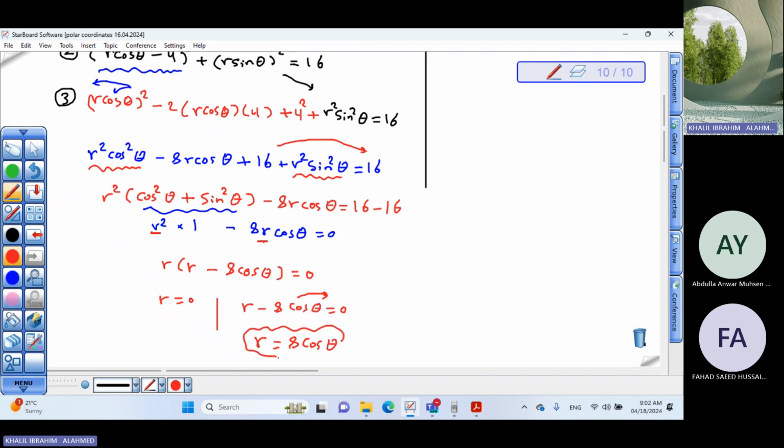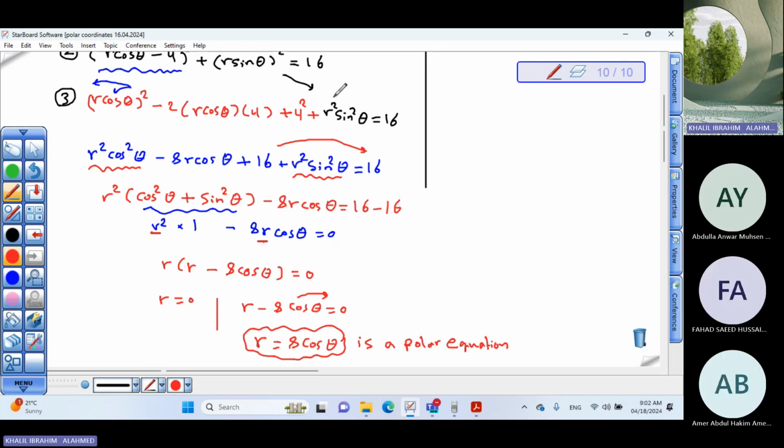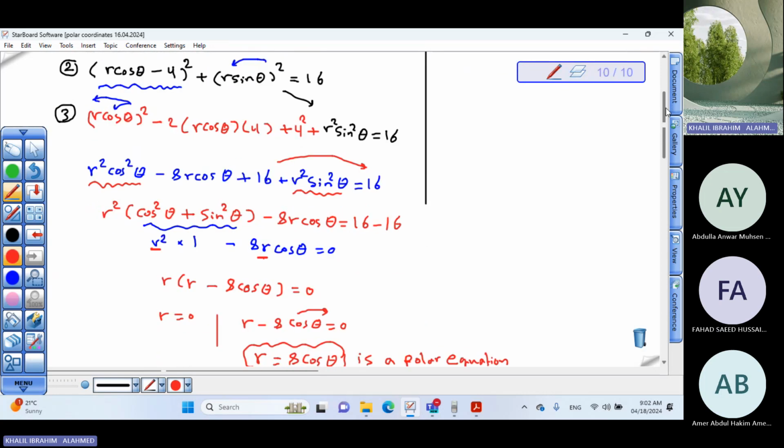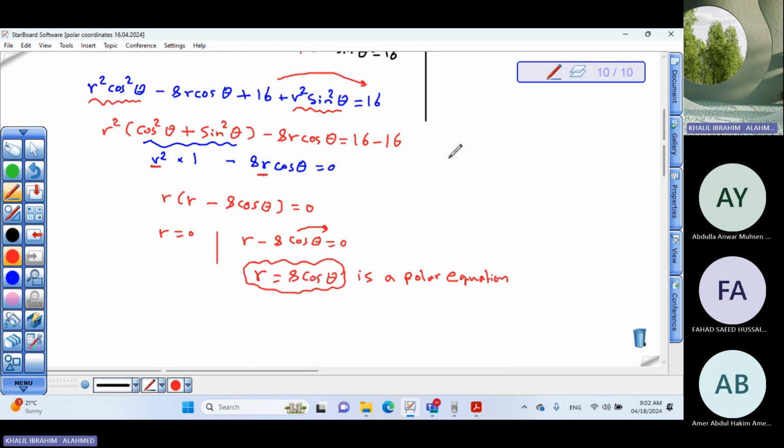This is the polar equation. That's it. Did you understand this? This is the polar equation, but you need to write it here: r equals 8 cosine theta. That's it. Any question about this? Sarah? Okay.